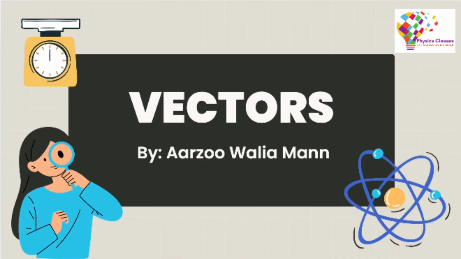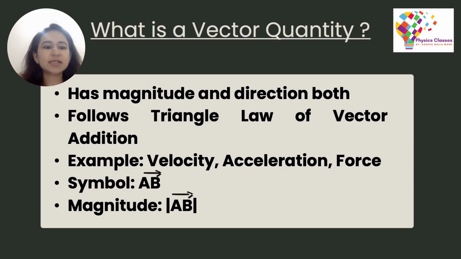Let's start with the most basic question: what is a vector? A vector is something that has both magnitude and direction. All vectors follow the triangle law of vector addition. Some more examples of vector quantities are velocity, acceleration, and force.